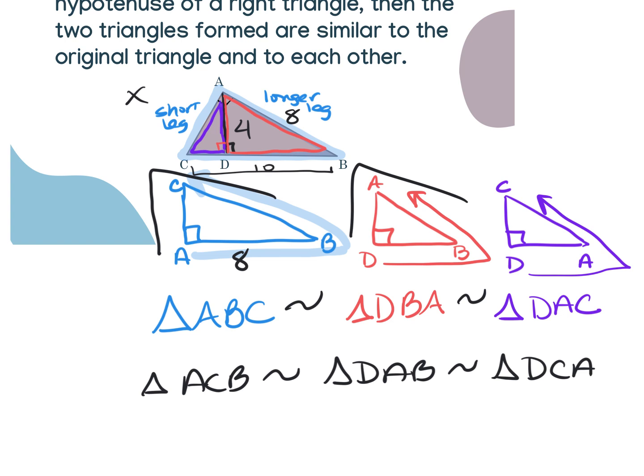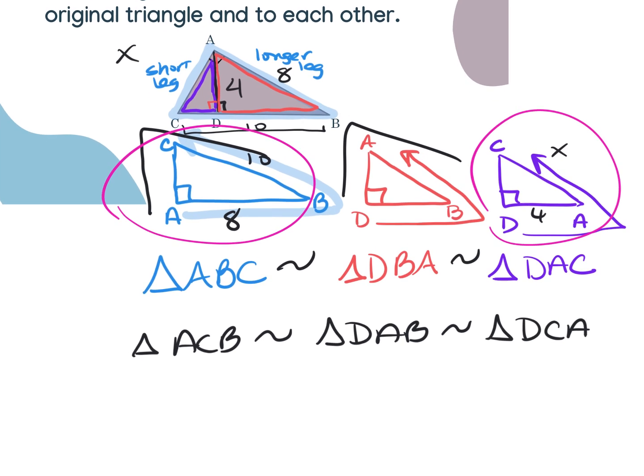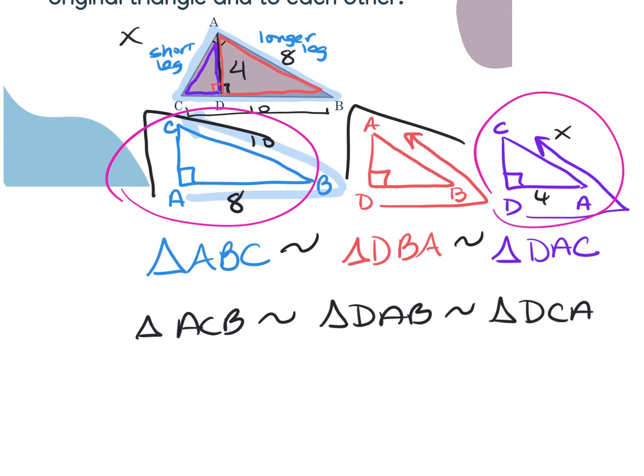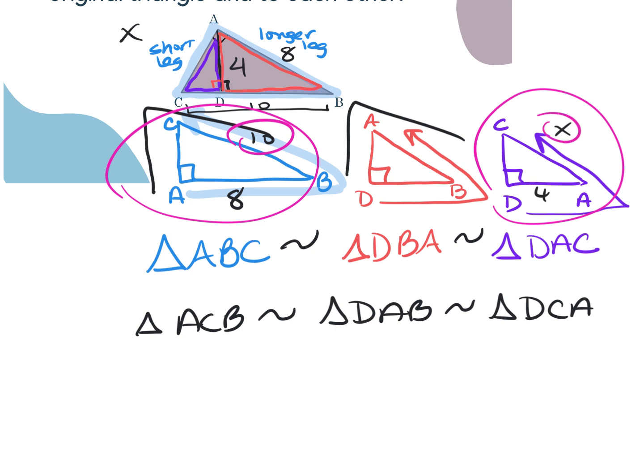Now, technically, I could do Pythagorean theorem here because I have everything I need. So you can use Pythagorean theorem, but let's say instead you wanted to match and use the purple and the blue. So notice if I match the corresponding sides and use the purple and the blue, I could put the two hypotenuses together, so the 10 and the X. And then I could match the 8, these two legs, the 8 and the 4.